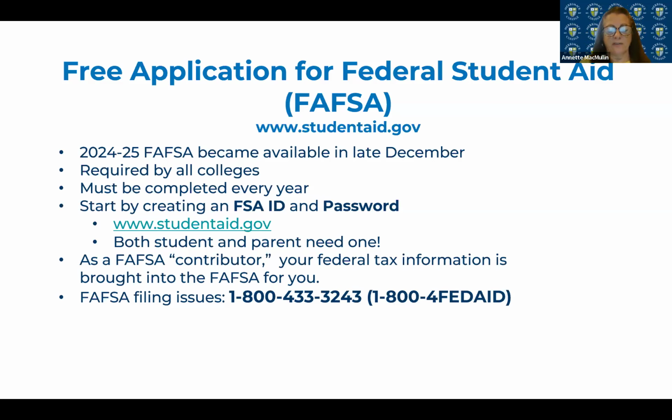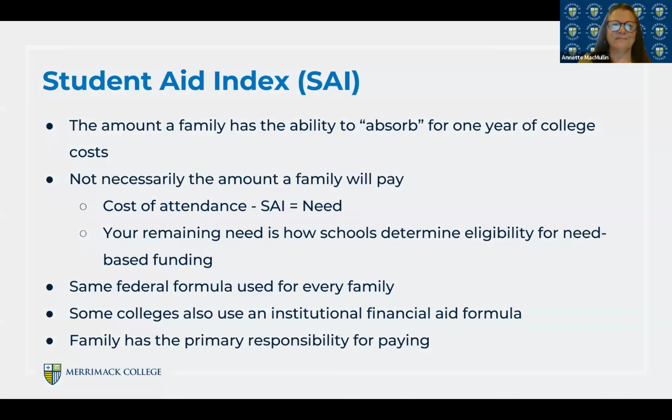If you are having FAFSA filing issues, which has calmed down since January, this is the phone number to contact for individuals that can help you through the process if you're stuck. So the easiest way I tell people to remember it is 1-800-4-FED-AID, and the number is here for you. We can always give it to you as well.